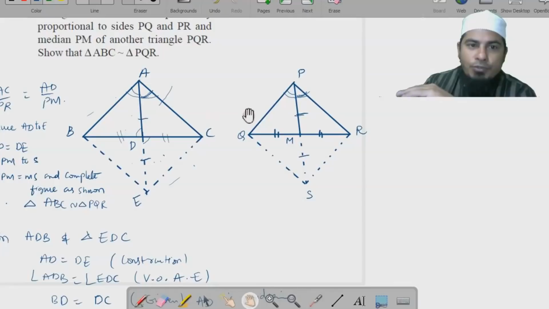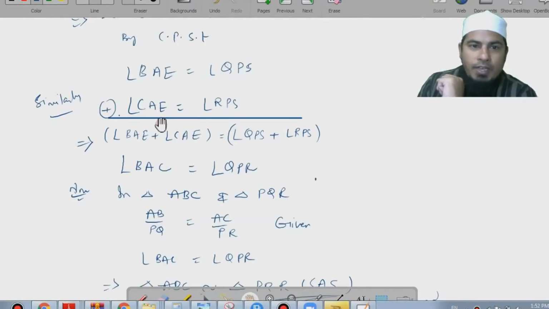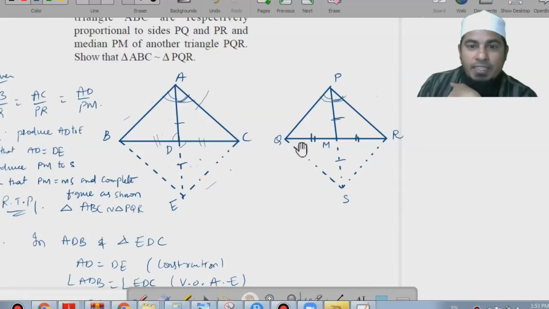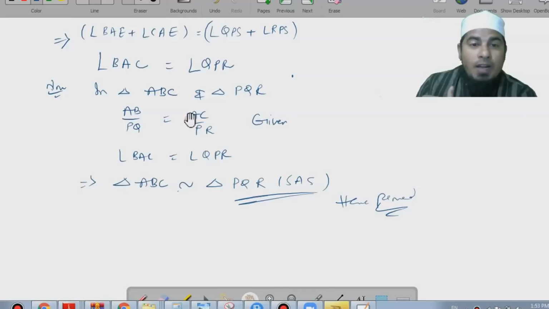Similarly, how do we prove these two angles to be equal? We can prove angle CAE is equal to RPS. So here these two angles are equal. Then when we add these two equal angles, we will get the complete big top angle of the triangle. This one complete angle BAC is equal to QPR. Now consider the triangle ABC and PQR. These two sides' ratio is already given, and the included angle we just proved to be equal, so these two triangles are similar by SAS similarity criterion. Hence the proof. It is long but it is easy. Thank you. I hope you understood. Let us take the next question.